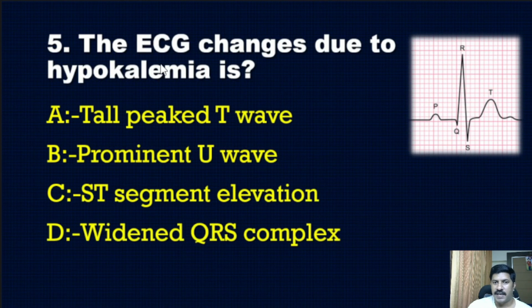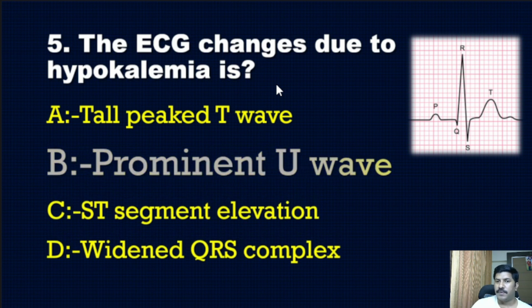Then the fifth question, the ECG changes due to hypokalemia. The important thing is hypokalemia. ECG changes seen in hypokalemia. Options: tall peaked T waves, prominent U wave, ST segment elevation, widened QRS complex. In hypokalemia, the main ECG change is the prominent U wave. In the case of hyperkalemia, that is increased potassium level, there will be tall peaked T wave. Hyperkalemia, tall peaked T wave. Hypokalemia, prominent U wave.